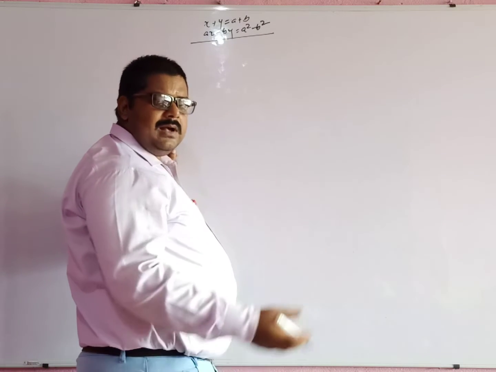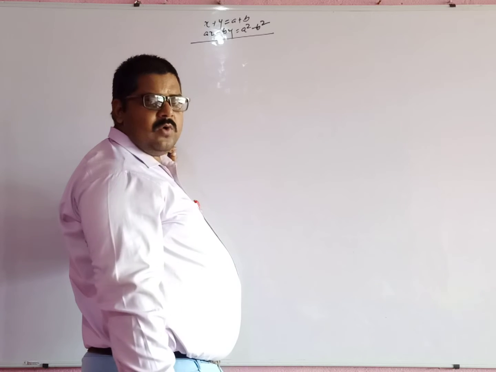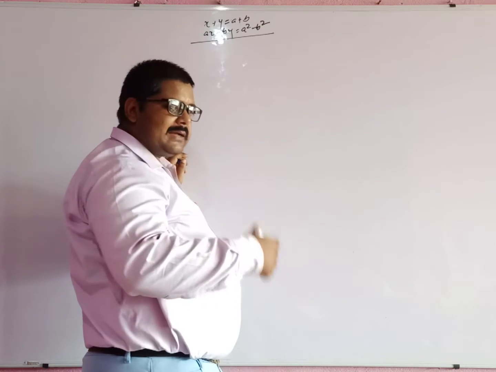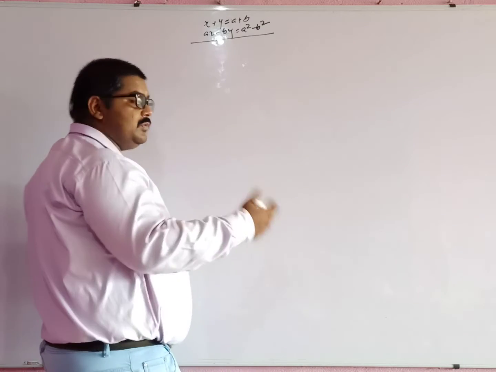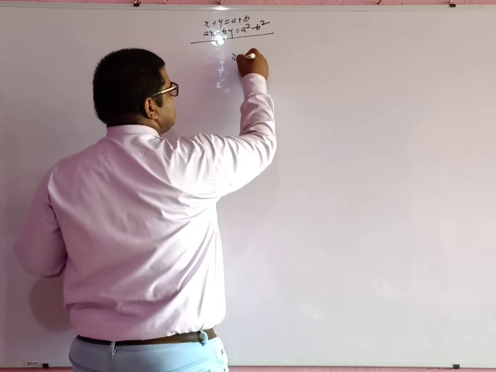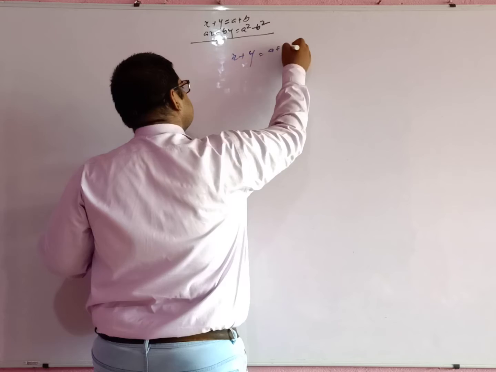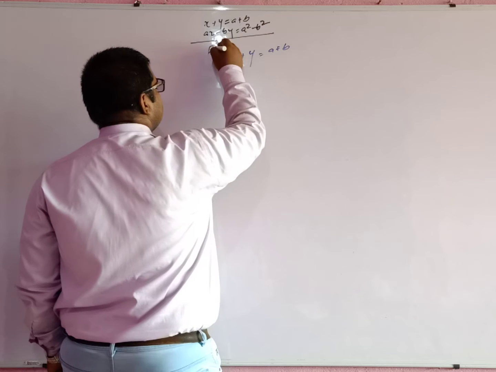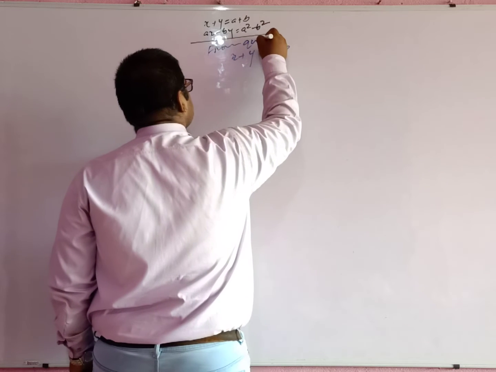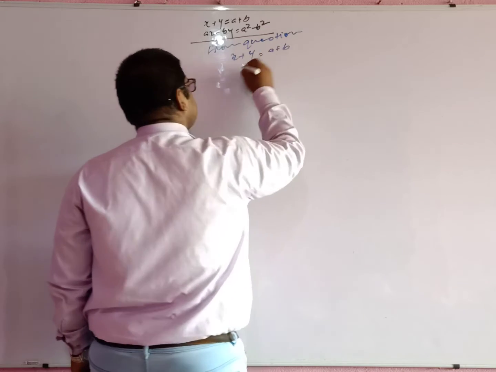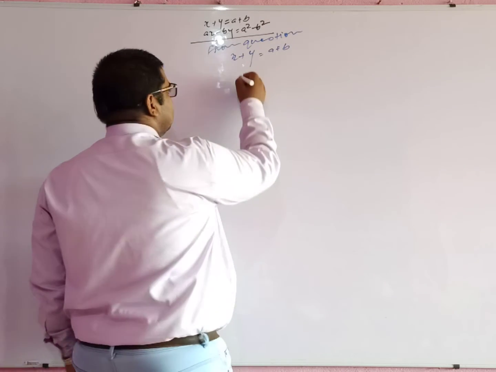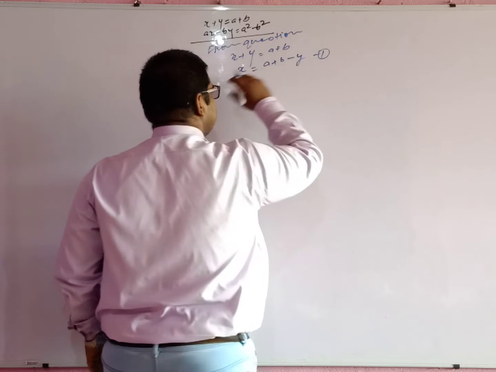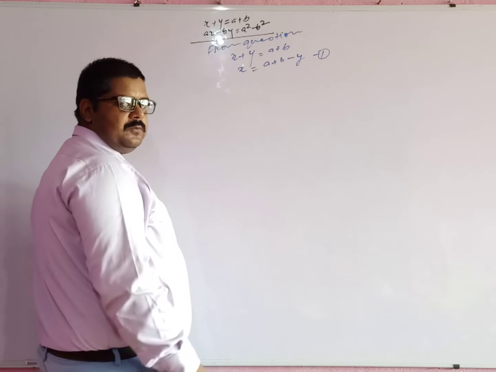At first you have to express either x or y in terms of y or x respectively, x in y or y in x. From the first equation of the system of linear equations in two variables, I have taken x plus y is equal to a plus b, and similarly x is equal to a plus b minus y. I have just expressed x in terms of y.